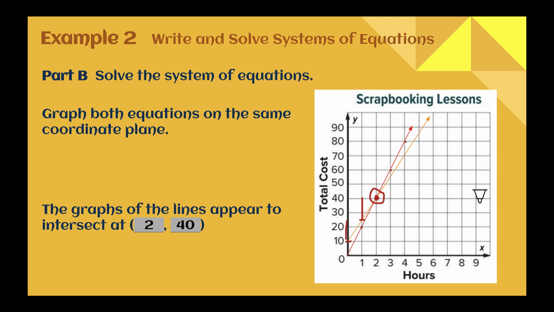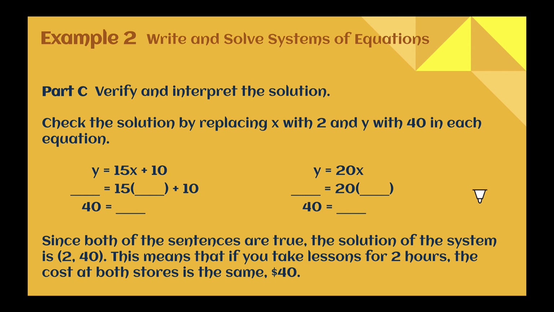So at (2, 40). With graphing especially, we should double check by replacing and making sure that that coordinate does in fact work for both things. It's possible it could be very close. What if it was actually $39.50? By checking, we would see that that would be wrong. So 2 for x, 40 for y.